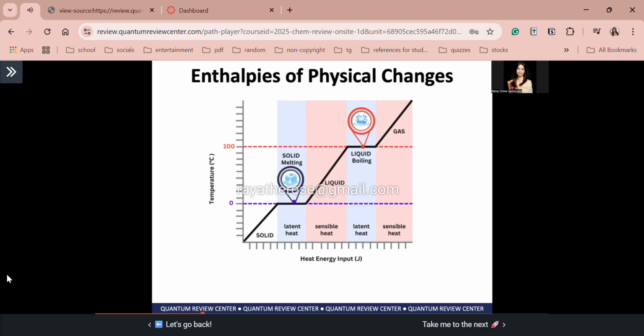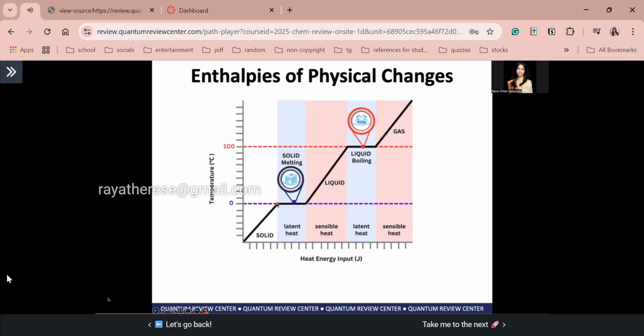Okay? So let's say, guys, the ice starts at negative 20 degrees Celsius. Nothing is happening to it until it is heated. So when it is heated, it then reaches 0 degrees Celsius. At this point, you will have melting. Again, at this point, you will have melting.